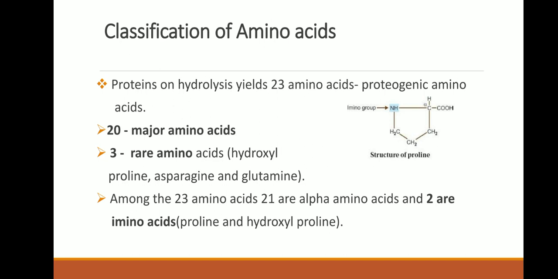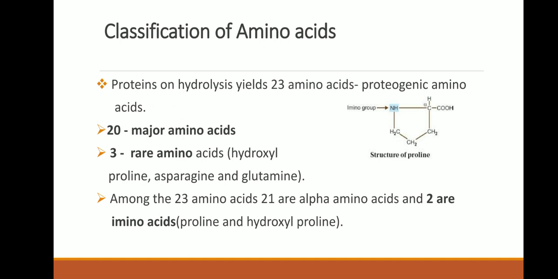And next we are learning classification of amino acids. On hydrolysis, proteins yield 23 amino acids. These amino acids are derived from proteins, so they are known as proteogenic amino acids. These proteogenic amino acids include 20 major amino acids and 3 rare amino acids. Okay, which are the rare amino acids? Hydroxyproline, asparagine and glutamine. The 3 rare amino acids are hydroxyproline, asparagine, glutamine.